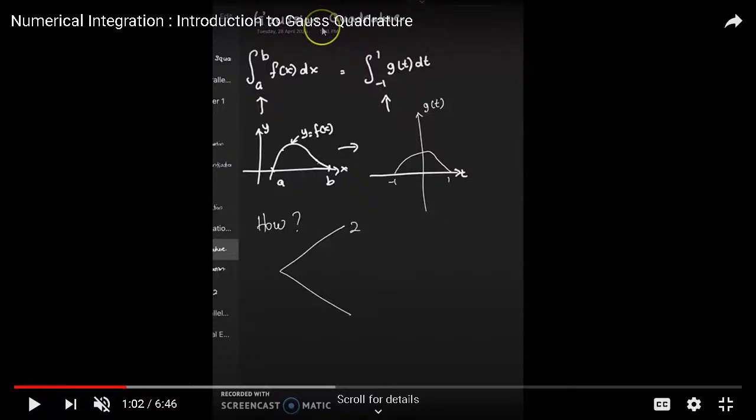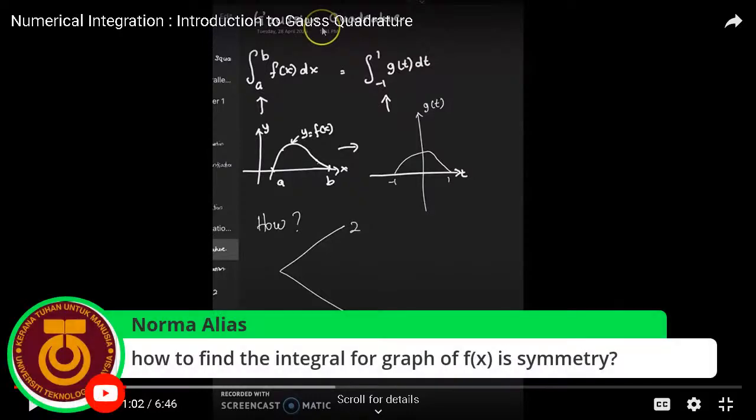So now I have an answer to my question of how to find the integral for the graph of fx that is symmetric. The next question is: why do we need to transform fx, the graph between a and b, to g(t)?